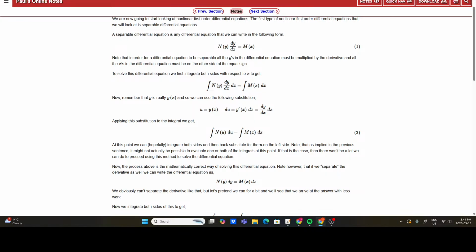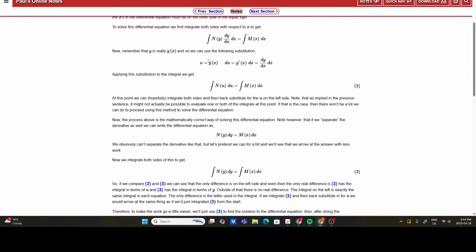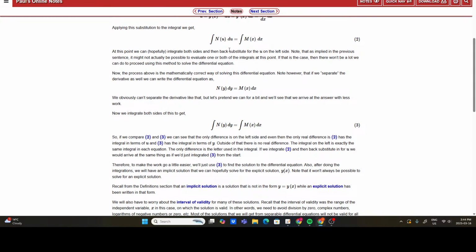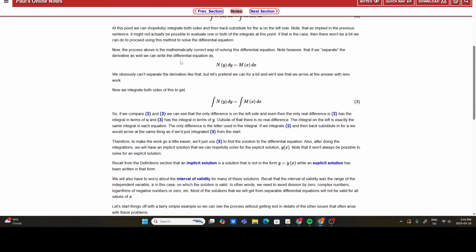Remember that y is really y of x, so we can use the following substitution. Applying the substitution to the integral, we integrate both sides and substitute. This is the method for solving the differential equation.